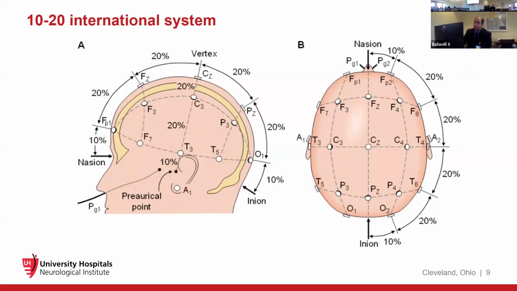Now, the reason we follow the system is so that you can reproduce results across different countries, different settings. Everywhere in the world, this is the system that is followed. And this is determined by the International Federation of Clinical Neurophysiology.